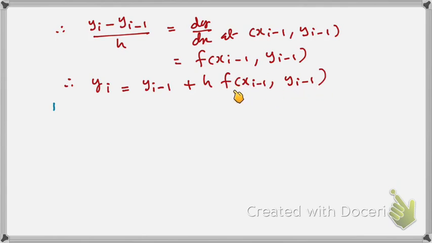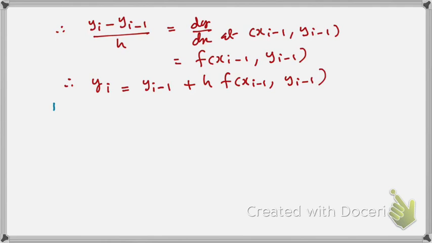This is not the solution curve. F of x comma y is your dy by dx, which means it's the derivative at xi minus 1, yi minus 1. That's the meaning of this one. So using the derivative dy by dx value at the given point, multiply it by the step value, and add the given y value to it, I'll get the next y value.